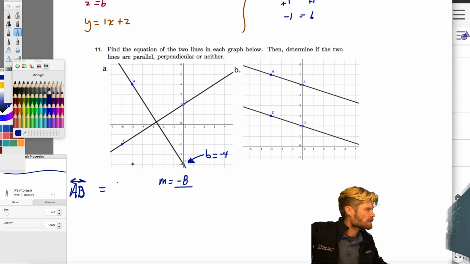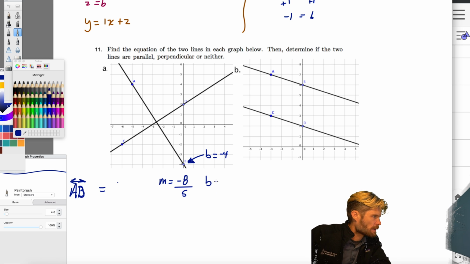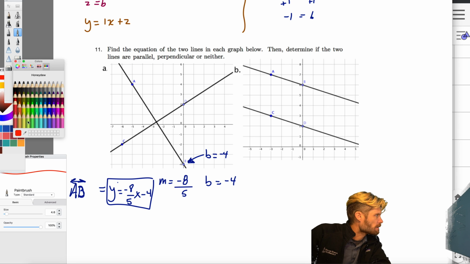over, so where were we? Just right here? Right there, right? And we go over 1, 2, 3, 4, 5. There's our slope, and our y-intercept we already got is -4. So my equation is going to be y equals -8/5 x minus 4. That's our equation. And now let's get CD.